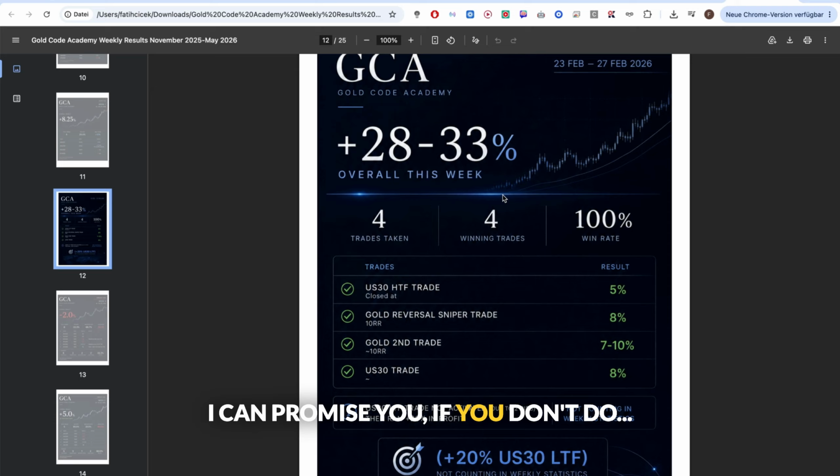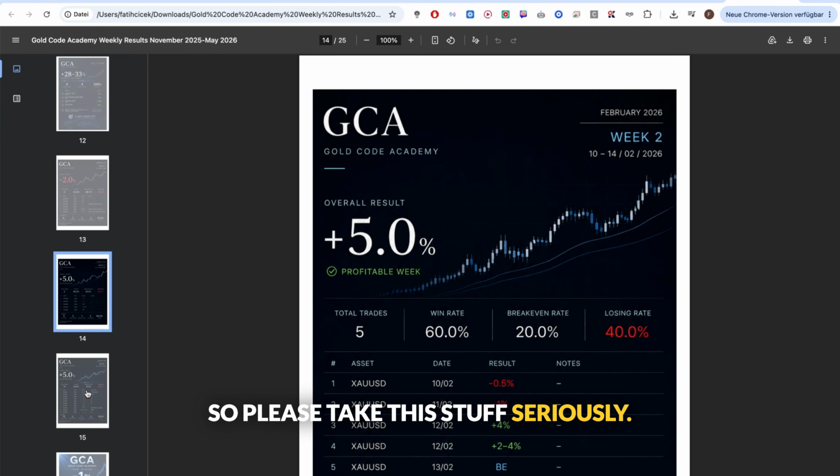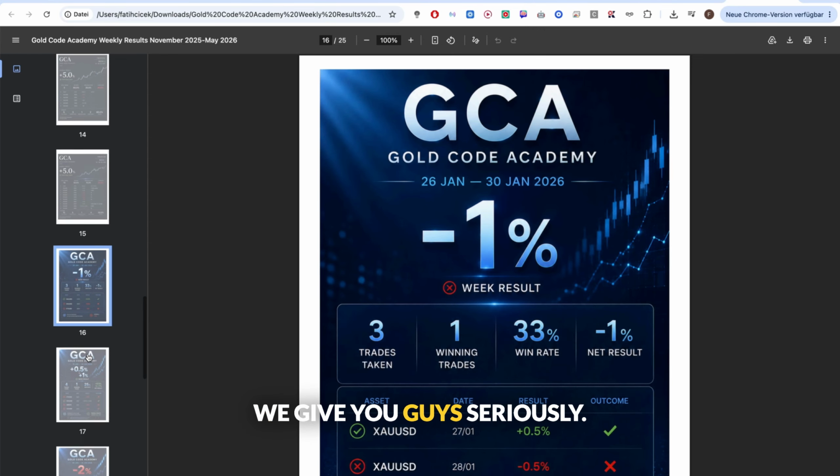I can promise you, I don't know any individual trader who hits these numbers, who is profitable, who has not done at least 2 years of journaling. I don't know any of them. So please take this stuff seriously. Please take the advice that we give you guys seriously.